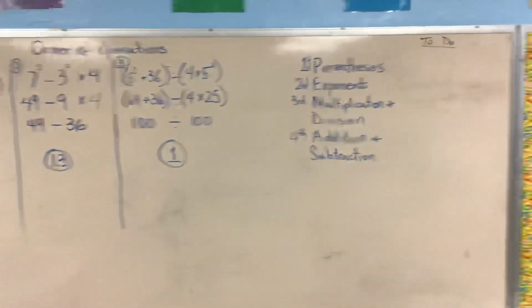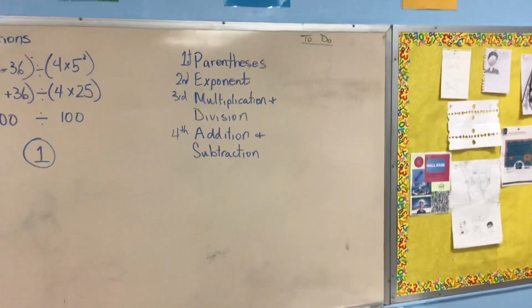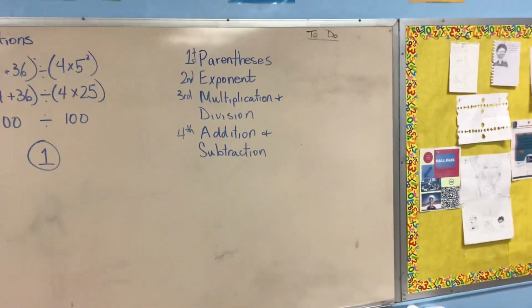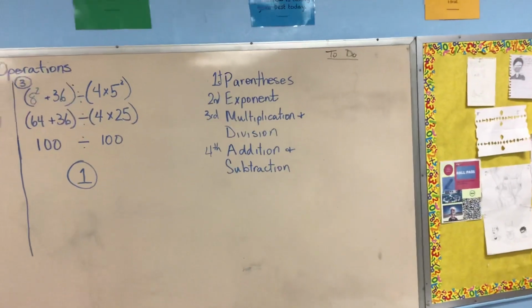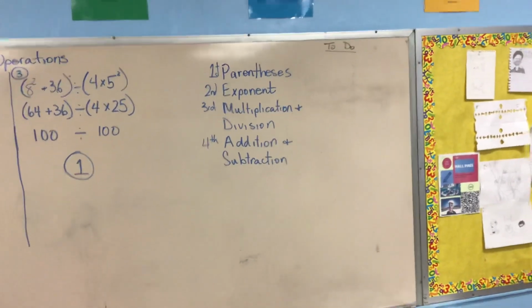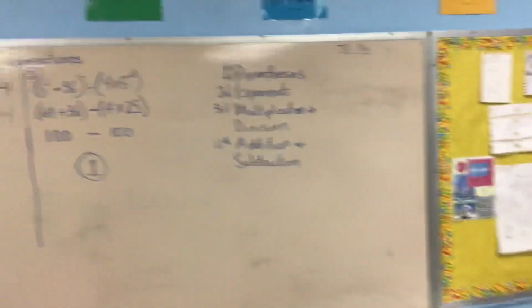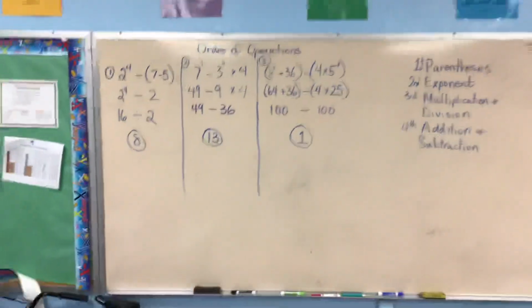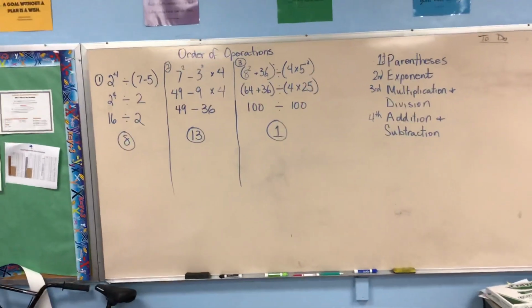Once again, I'm going to zoom in on my little checklist: parentheses, then exponents, then multiplication and division, and addition and subtraction. Remember, with multiplication and division, it is left to right, and addition and subtraction, it is left to right. Hopefully this little review makes life a little bit easier for you when you're dealing with order of operations.